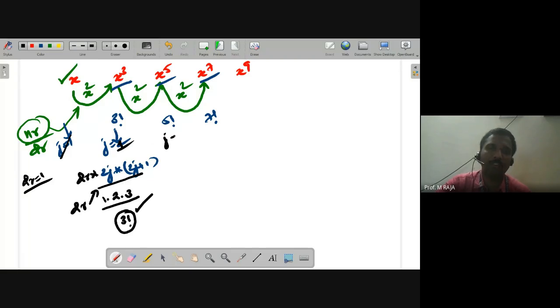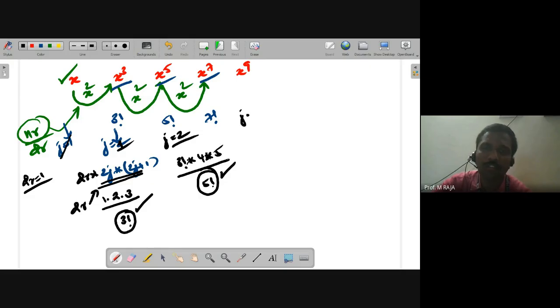Then to process 5 factorial, start j as 2. Here what happens? J as 2 means current denominator is 3 factorial. When 3 factorial is multiplied by 2j into 2j plus 1, 2j is 2 into 2, 4, then 2j plus 1, 4 plus 1, 5. We have 3 factorial into 4 into 5. This is the value of 5 factorial.